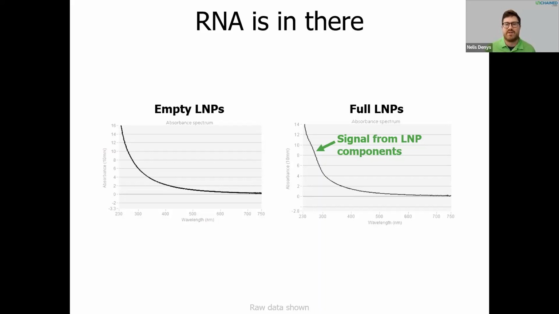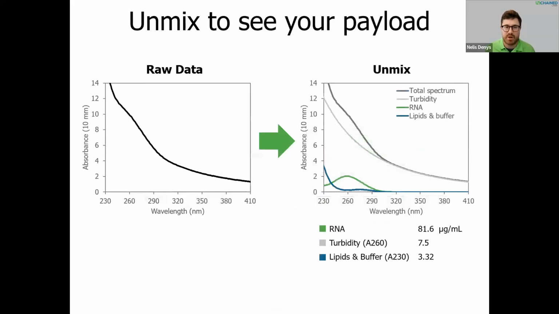So to analyze this, you have to separate the signal from the turbidity from your actual LNPs from what's coming from your RNA. And with traditional UV-Vis, that would require you to pretty much blank with the exact same amount of particles as your full thing, which is just pretty much impossible.